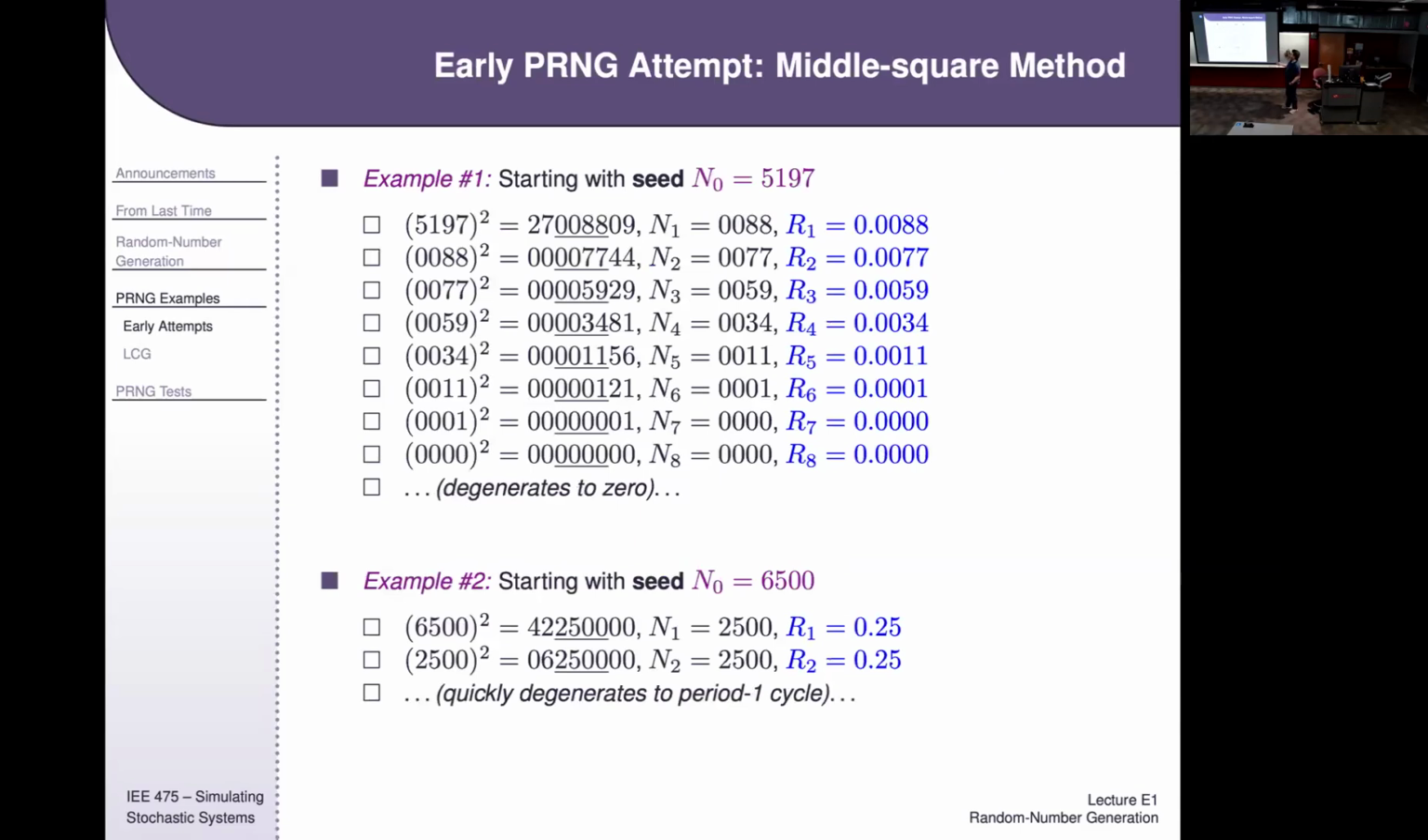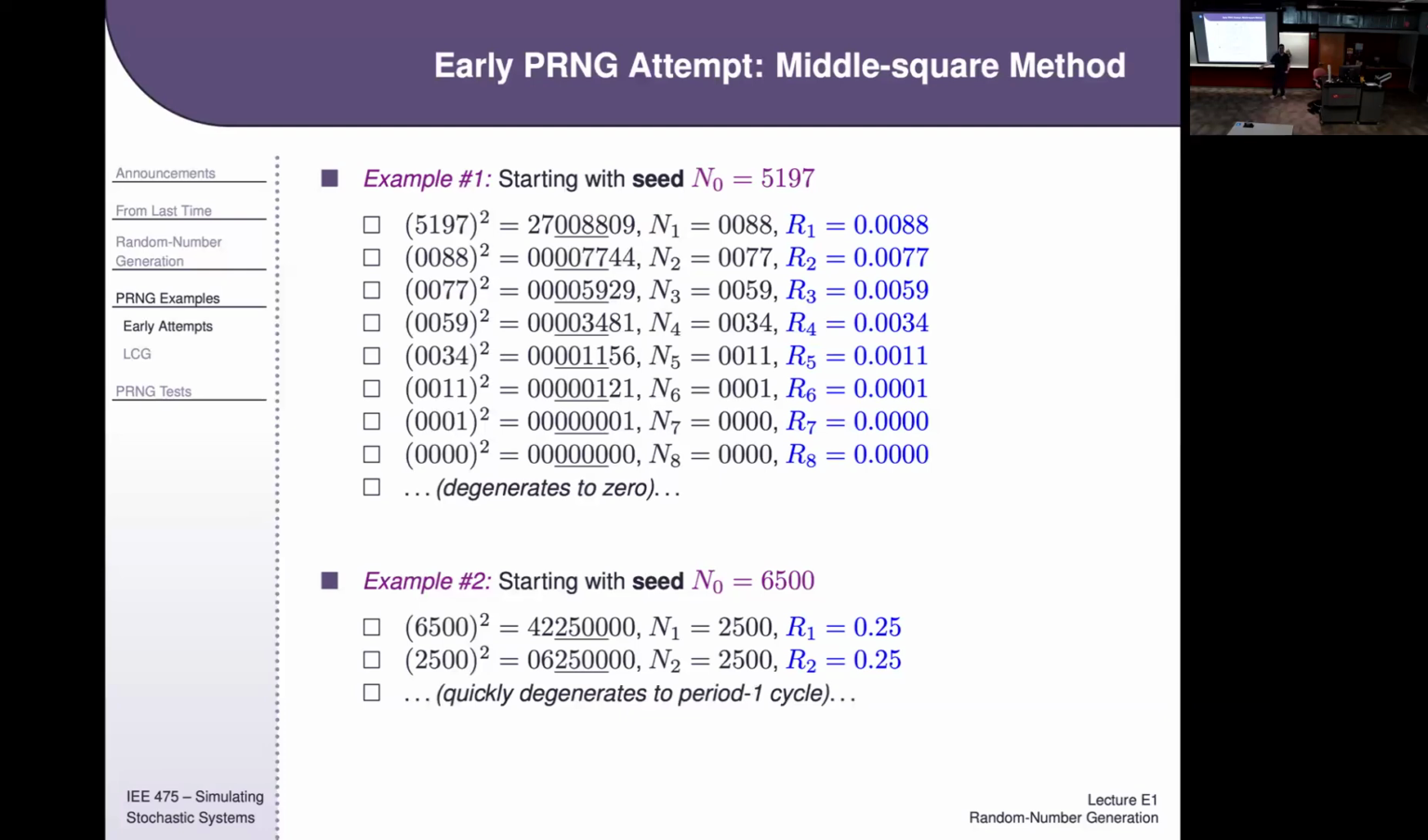So if you start with, say, this seed here, I square it, I get these 8 digits, I take those 4 digits, that's my number, divide by 10,000, that's my random number, take that, square it, do the same thing over and over again, and you can see here, it just sort of decays to 0. And once you're at 0, there's no getting out of 0. Square 0, the middle digits are 0, you're just stuck in zeros.